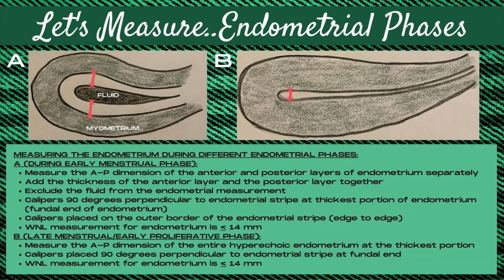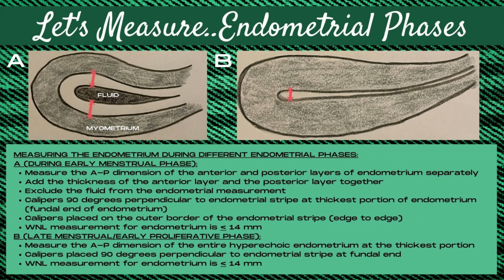to get the total endometrial thickness. The calipers should be placed 90 degrees perpendicular to the endometrial stripe at the thickest portion of the endometrium. This is near the fundal end of the endometrium. Also, the calipers should be placed on the outer borders of this endometrial stripe from edge to edge. A normal measurement for the endometrium is less than or equal to 14 millimeters.